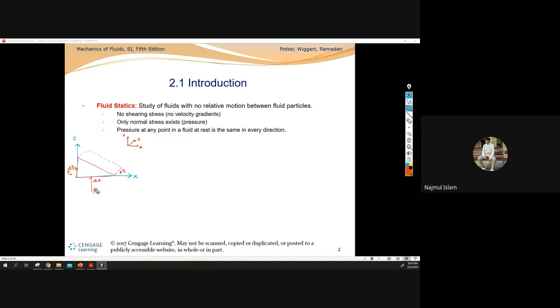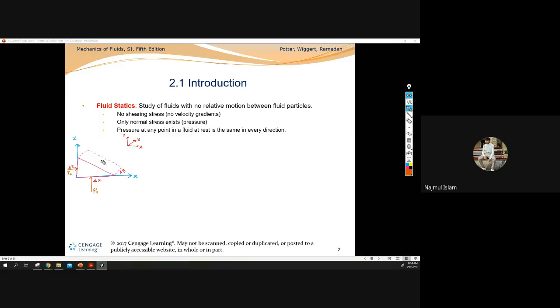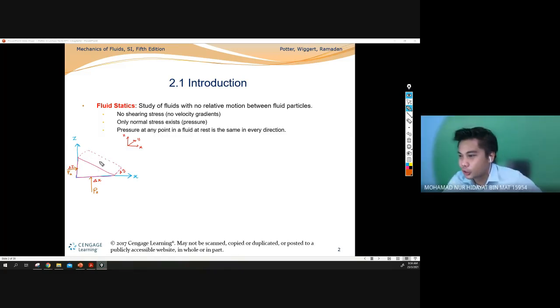This is slanting, on the slanty line. So we are going to have a normal force. We call it P normal. This is the normal force acting on the slanting face. Let's say this is delta S. So now you understand, everyone?